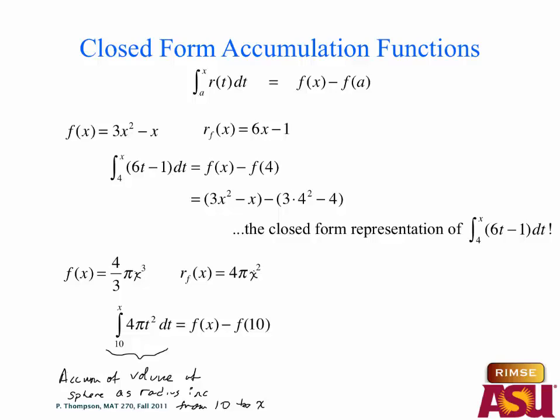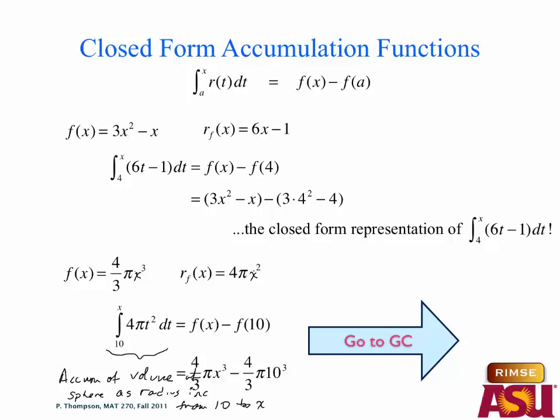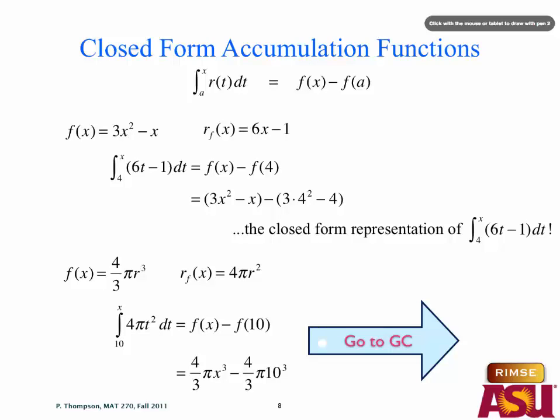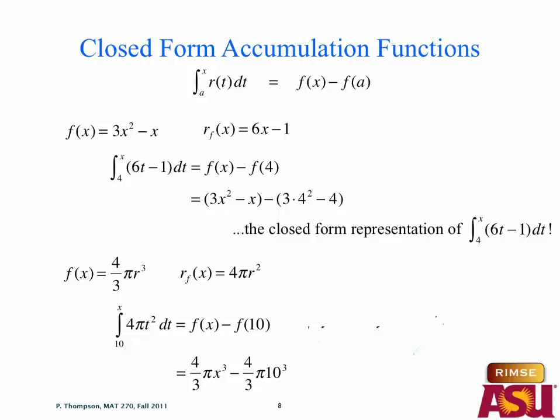Okay? And so then f of x equals 4/3 pi x cubed. And then f of 10 is probably very distracting. That's left over from before. Okay? And so let's kind of make this a little tighter. So 4/3 pi x cubed minus, what is that, 4,000?